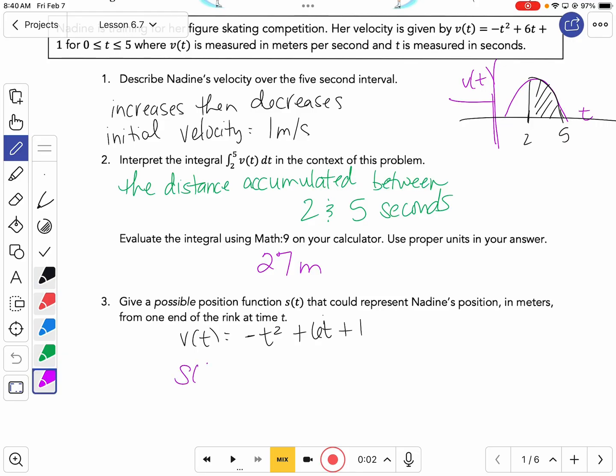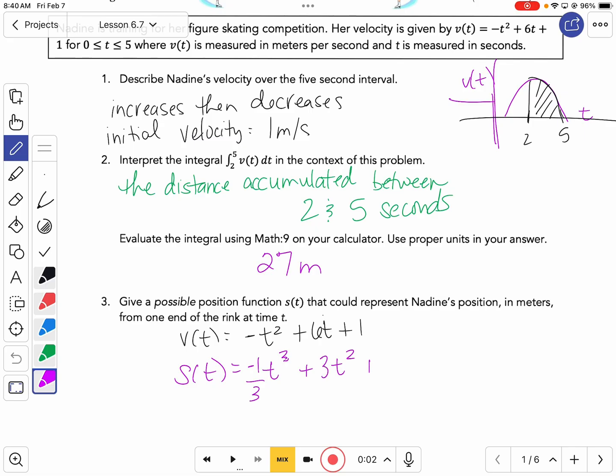So when we think about her position, what would I have had to start with to end up with a t squared? A t cubed, but I need my coefficient to be a -1. So what does the coefficient of the original function need to be? -1/3. Let's look at the next term. I want to end up with a 6t. Well, what did I have to start with to have just a plain t? Yep, t squared. And then if I need my new coefficient to be 6, what did I have to start with? 3. 2 times 3 is 6.